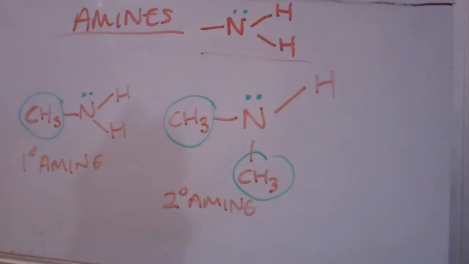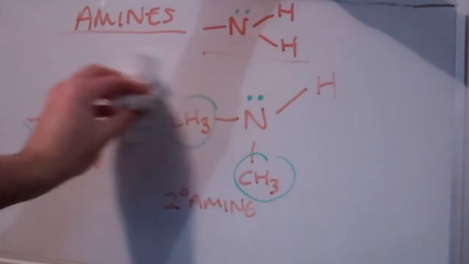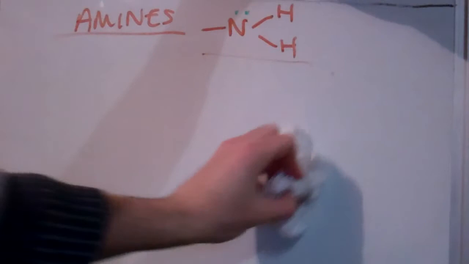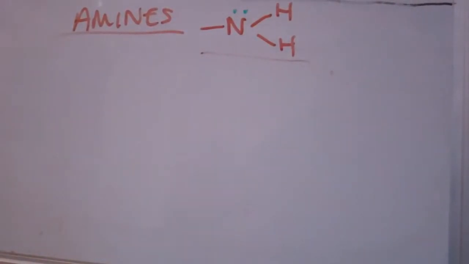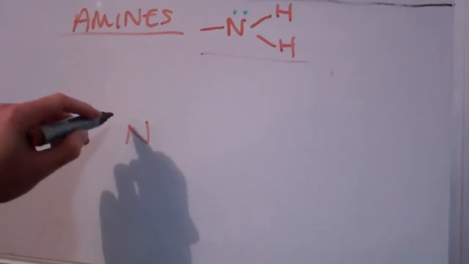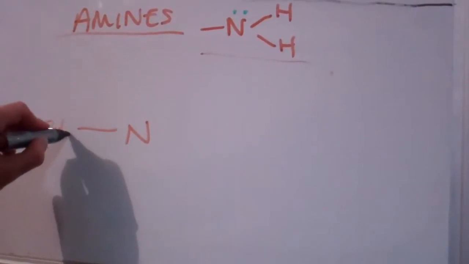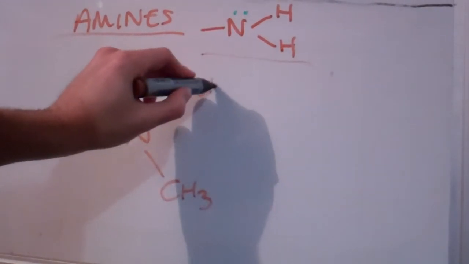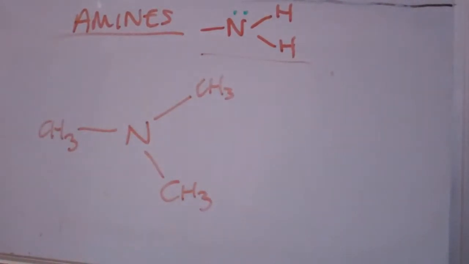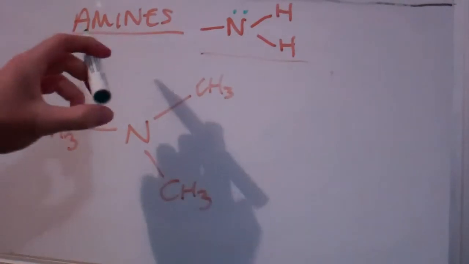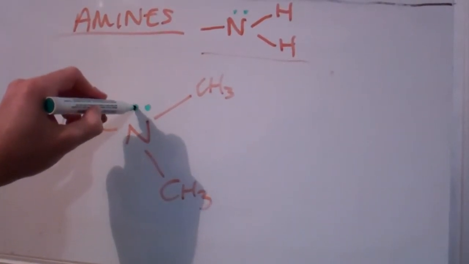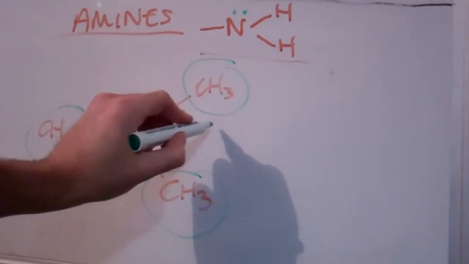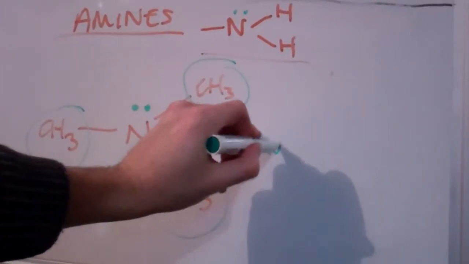Let's have a look at a tertiary amine. Just make some space. And you probably guessed it. We're looking at an amine functional group with 3 carbons attached to it, or 3 methyl groups attached to it. Okay, so we've got 1, 2, 3. This is a tertiary amine.